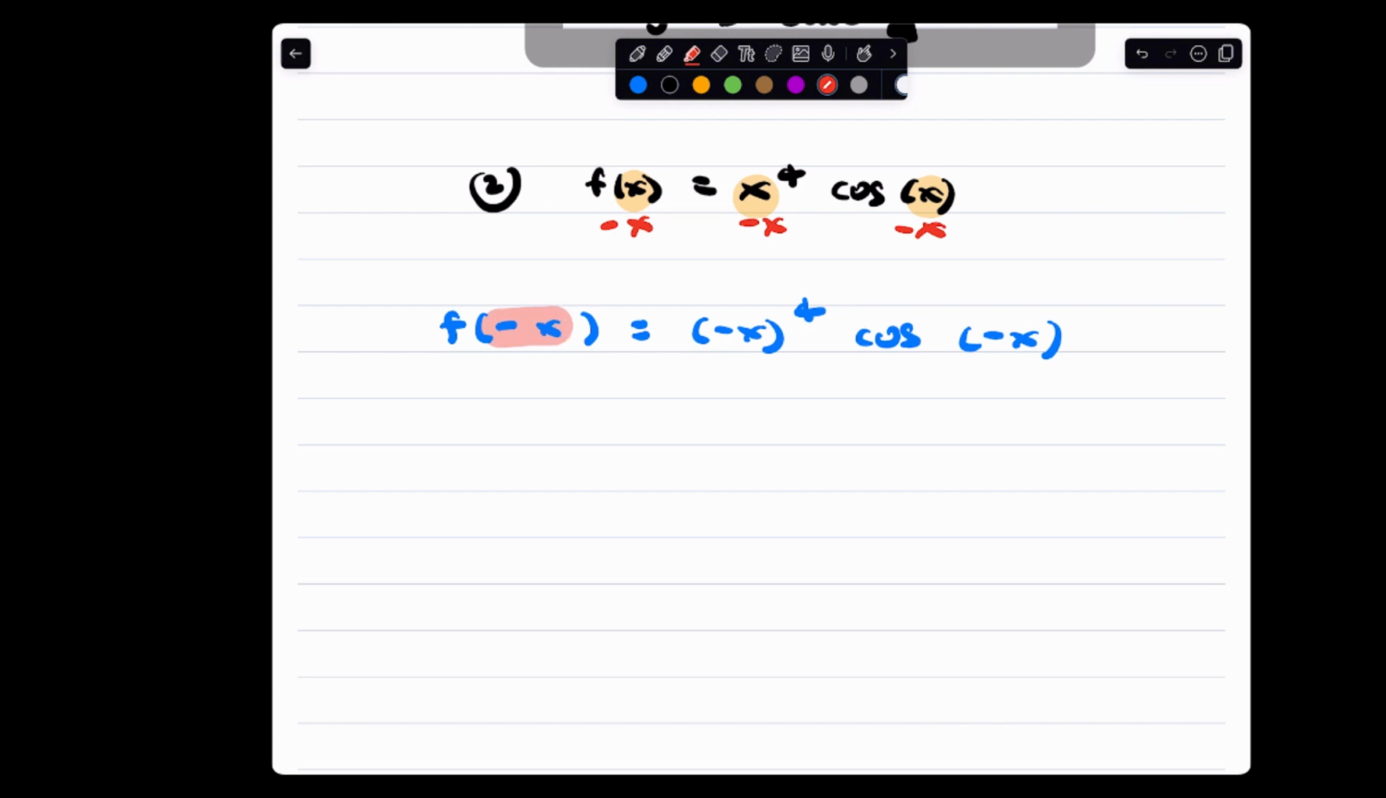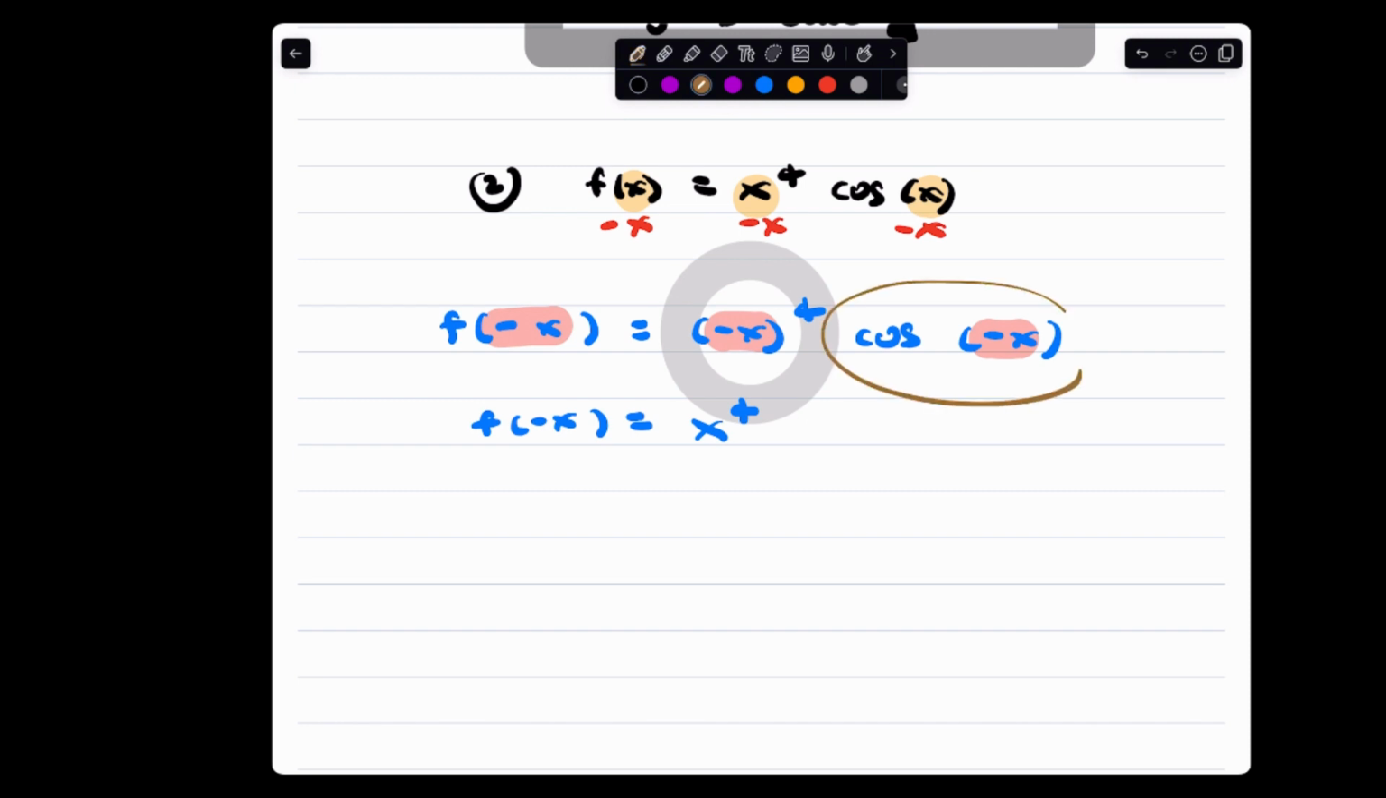So notice my point to you. That negative x is your input now. So what does this even mean now? f of negative x, what does this first part become? It's x to the even power, yes, x to the 4th. And then what about this part here, cosine minus x? What's that going to be? That's just going to be cosine x. Is that true?